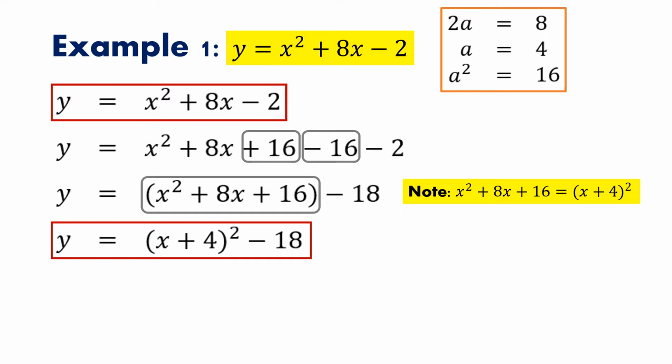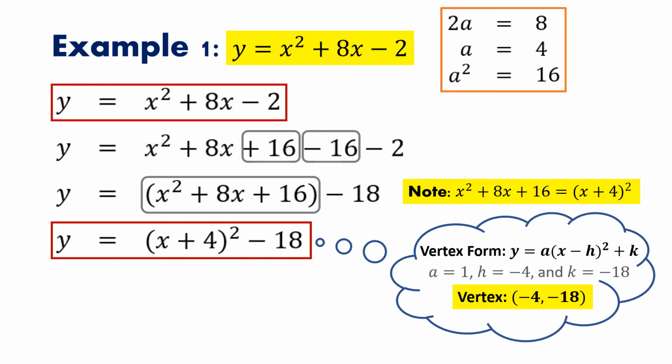This equation is in vertex form. Note that a is equal to 1, h is equal to negative 4, and k is equal to negative 18. The vertex is the point negative 4, negative 18.